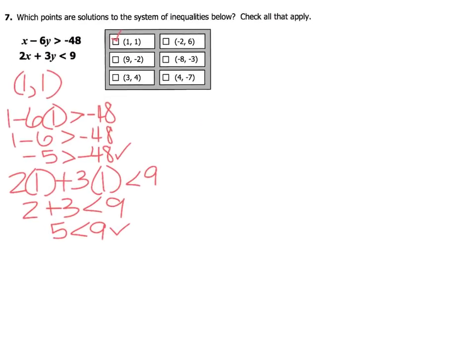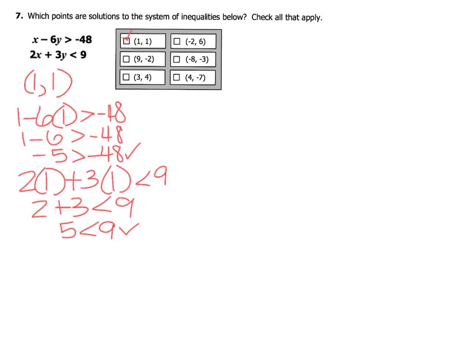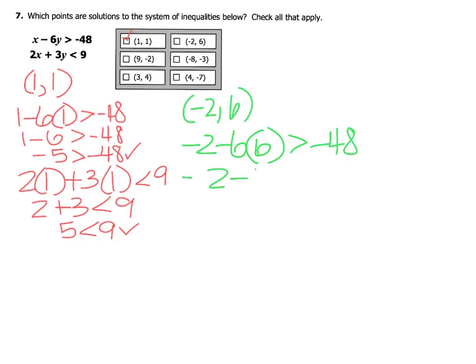All right, so I'm going to need more space here, so I'm going to make things small. And now we want to test -2, 6. All right, so let's see if -2, 6 gives us true mathematical statements when we plug them back into both inequalities. So if x is -2, we're going to say -2 minus 6 times y, and y would be 6. Is that greater than -48? So -2 minus 36 is -38. Is -38 greater than -48? And the answer is yes. Yes, it is.